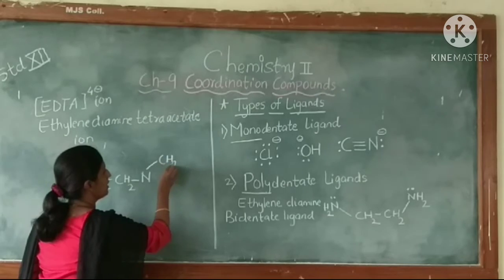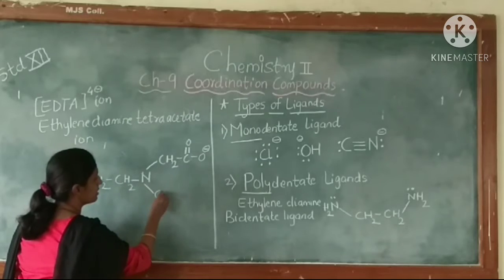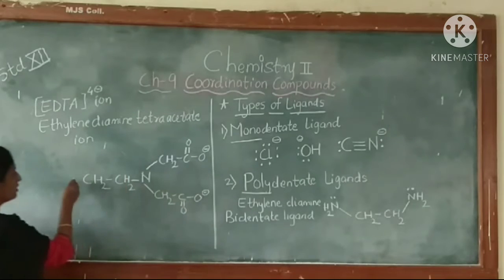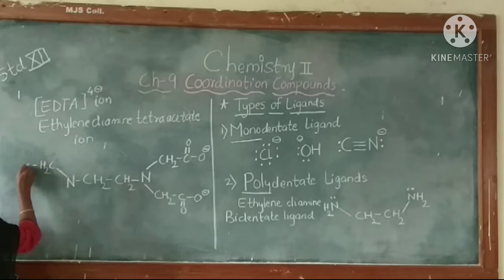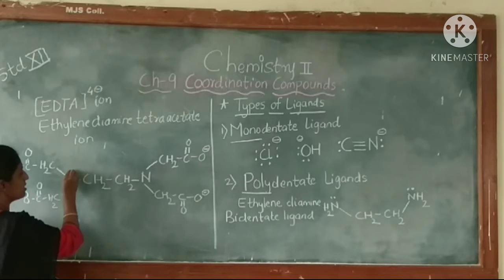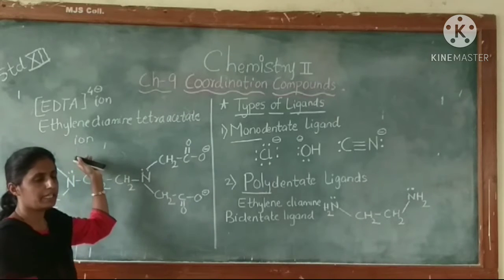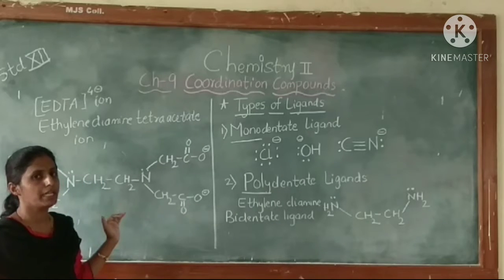This is having an acetate group over here, one more acetate group attached to the nitrogen. This nitrogen also has acetate. So now you can see this EDTA ligand is called a hexadentate ligand. That is, it can donate 6 pairs of electrons to a central metal atom.